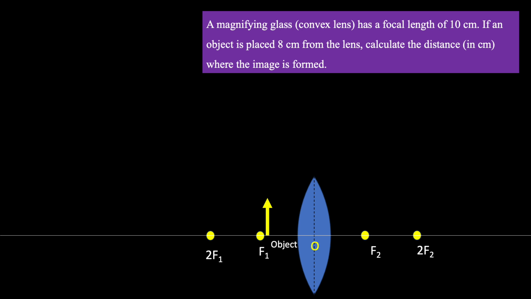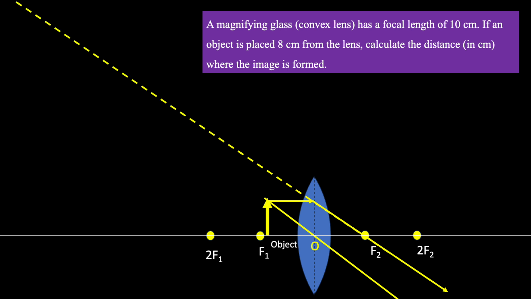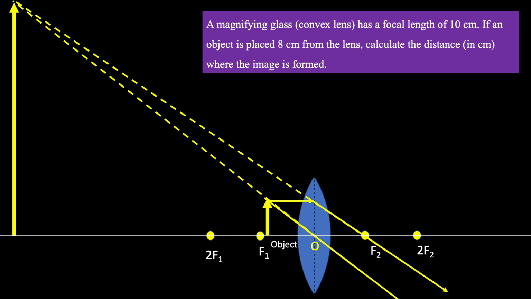Now let's draw a rough ray diagram. These rays will not meet, so a real image is not formed. Let's trace them. Yes, a virtual image is formed. So this image is virtual, upright and magnified. Now let's find V using the lens formula.